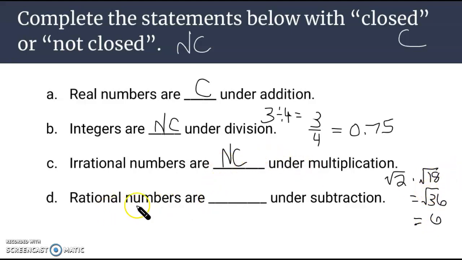And then lastly, rational numbers are blank under subtraction. Rational numbers are closed. You can take any number that can be written as a fraction, like 1/2, and subtract from it 1/4. 1/2 minus 1/4 is 1/4. A rational number minus a rational number will always equal another rational number. Positives, negatives, if it can be written as a fraction, a rational minus a rational will always equal a rational.